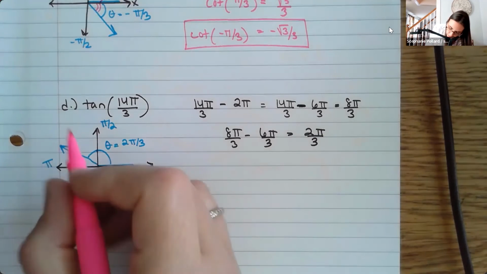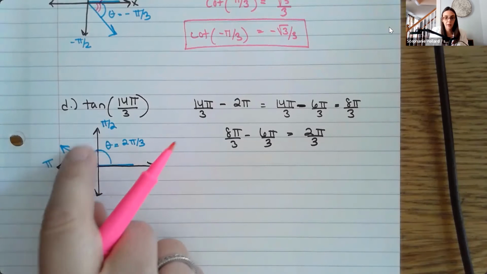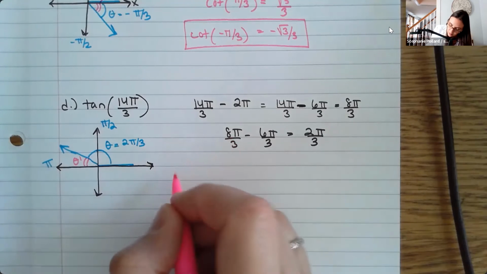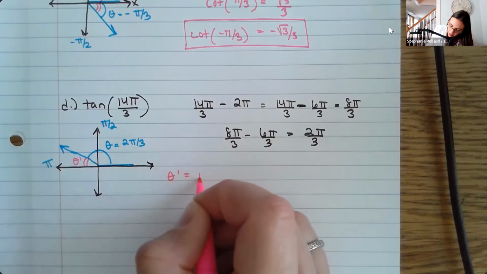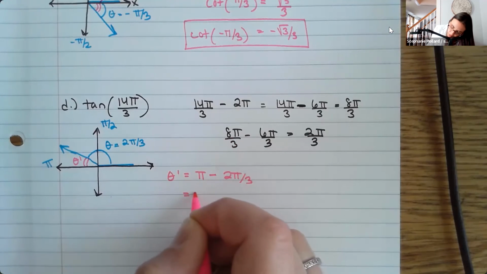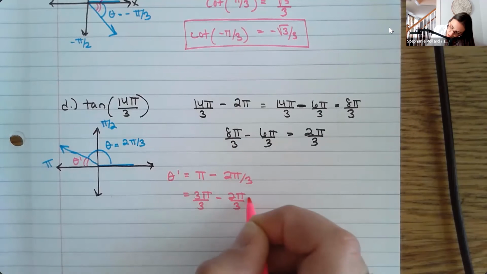So this one is going to be my reference angle. And again, I'm noticing that the total here would be 180 degrees or pi radians. So I'm going to use that idea. So my reference angle is going to be pi minus 2 pi over 3, which is 3 pi over 3 minus 2 pi over 3, which is just pi over 3.